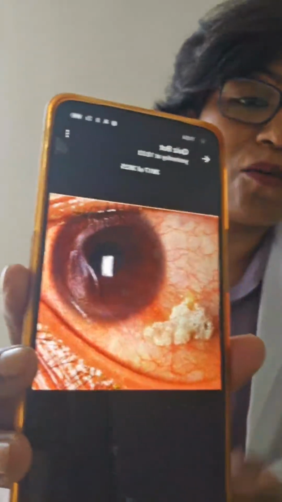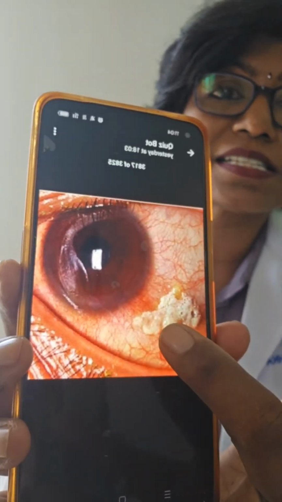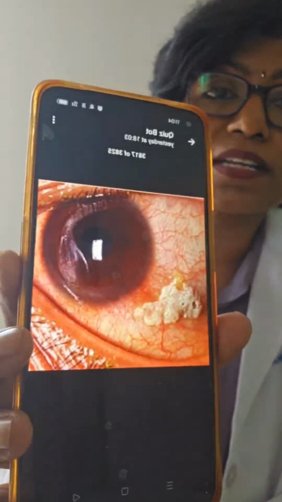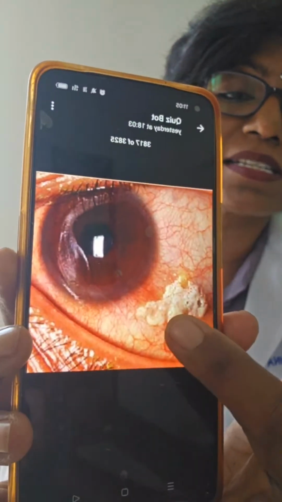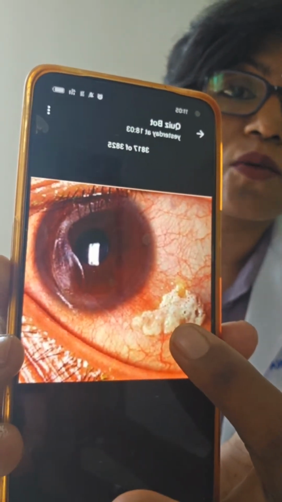Now the next one. This is very simple. What is this clinical finding? What does this image show? Type in the comment section, guys. Type in the chat box. What is this clinical finding? Do you even need options for this?